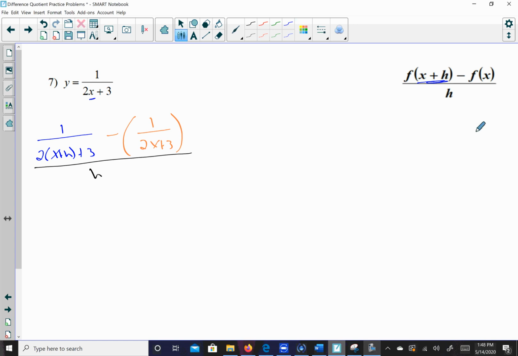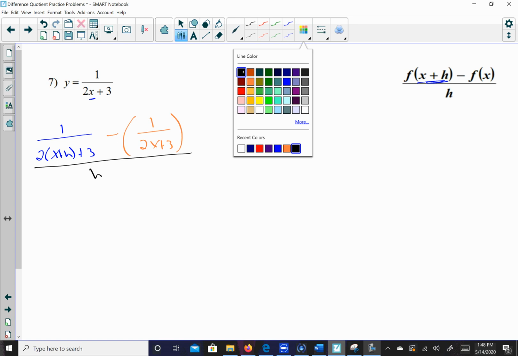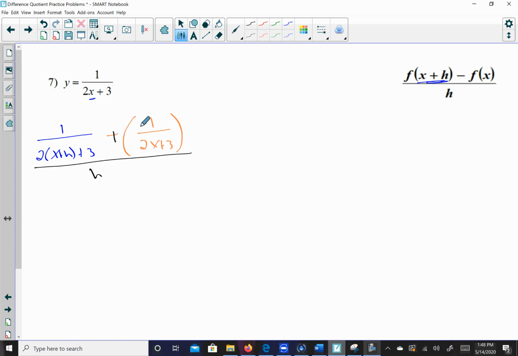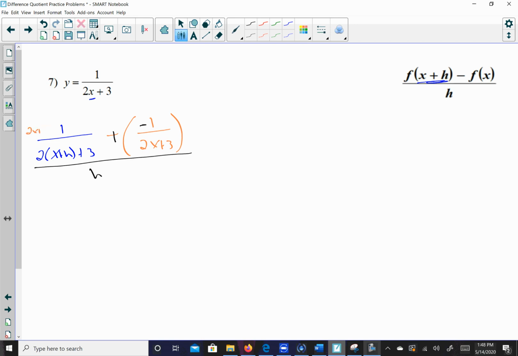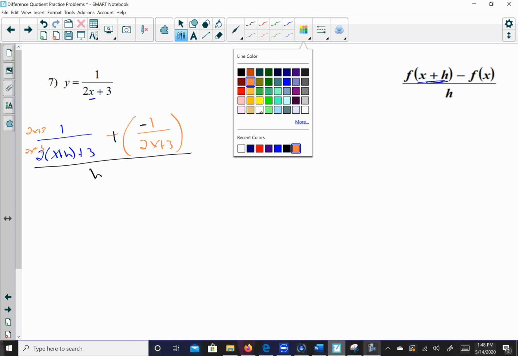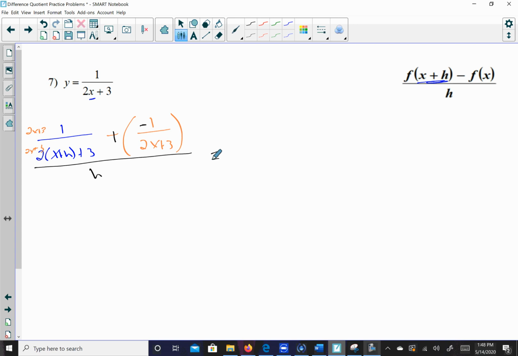Okay, and so I don't drop this negative sign, I'm going to think of this as plus negative 1, just so I can keep track of my negative sign. Same problem that we did before. We have to have a common denominator. So I am going to multiply this one by 2x plus 3. So now I'm going to write this next to it. So this will be equal to, my common denominator is going to be that 2x plus 3 times 2x plus 2h plus 3.